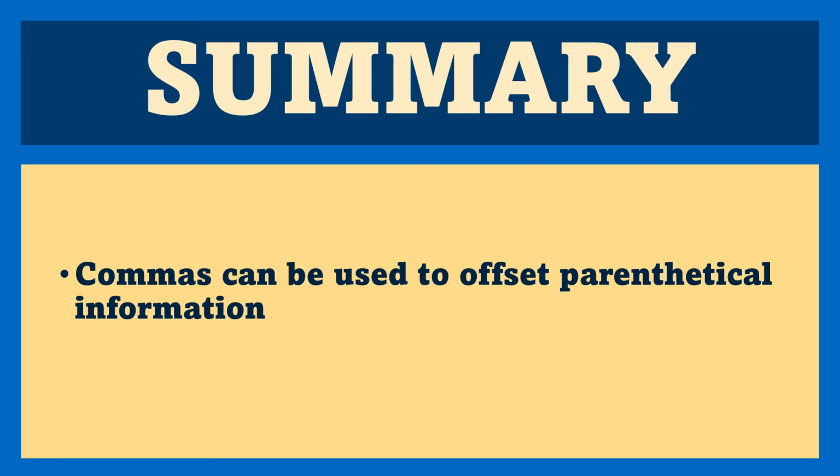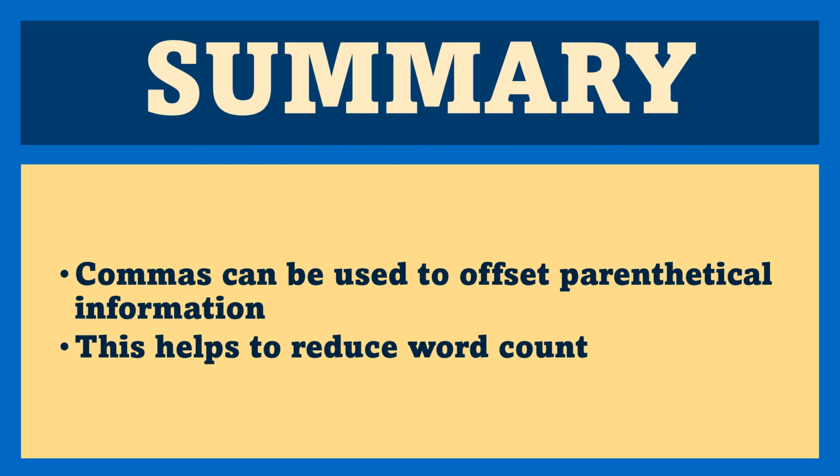Let us do a quick summary now of what we've just covered. Commas can be used to offset parenthetical information. That is to say, if you want to interject a relative element into the sentence, you can open and close that with a comma. That informs the reader that you're pausing the main clause and shows them when you're returning back to the main clause. And this is an effective way to help reduce word count. We're often trying to impart multiple pieces of information about the same thing, and this is an effective way to do that in a concise and clear manner.